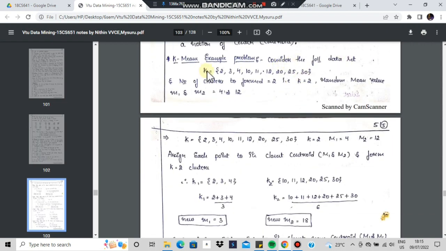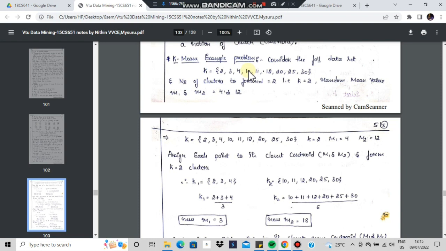Consider the following data set: k is equal to 2, and the data is 3, 4, 10, 11, 12, 20, 25 and 30. So how many numbers are there? 1, 2, 3, 4, 5, 6, 7, 8, 9. Total 9 numbers, and they give the number of clusters to be formed as 2. So we have to form just 2 clusters, and the random mean values m1 and m2 are 4 and 12. So 4 is one value and 12 is the other. What we are supposed to do is assign to 4 all those numbers which are closer to 4, and assign to 12 the numbers closer to 12.